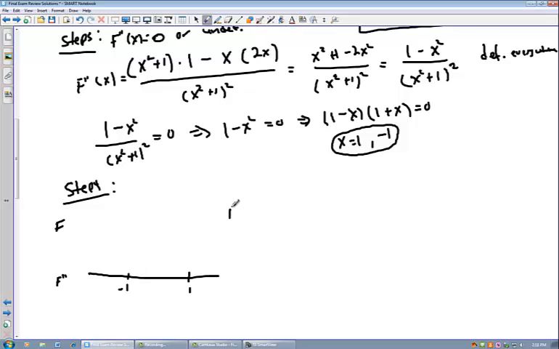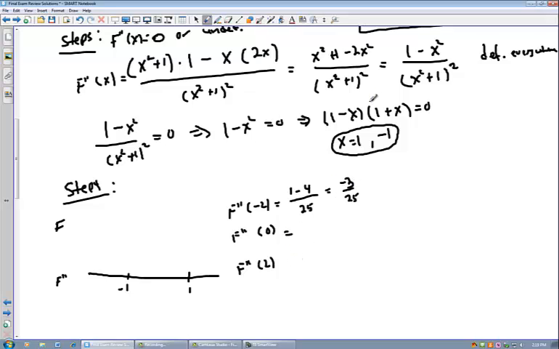And so I'll take f double prime, let's say, of minus 2, f double prime of a point between negative 1 and 1, a nice one would be 0, and then f double prime of 2, a nice point to the right of 1. Now I'm going to plug it into this f double prime right here. So I'm going to get 1 minus, if you take negative 2 and square it, you get 4. And on the bottom, I have negative 2 squared, which is 4, plus 1, which is 5, squared, which is 25. And so this will be minus 3 over 25.